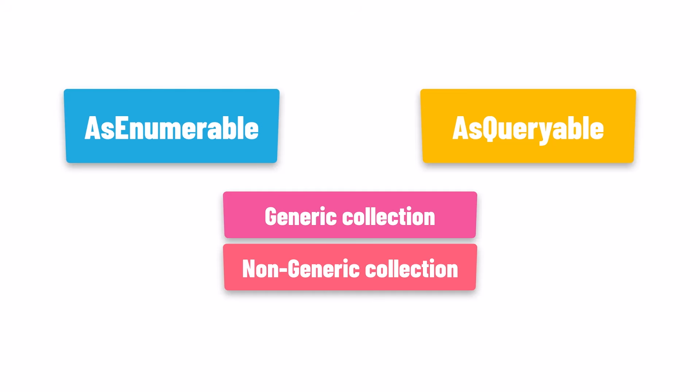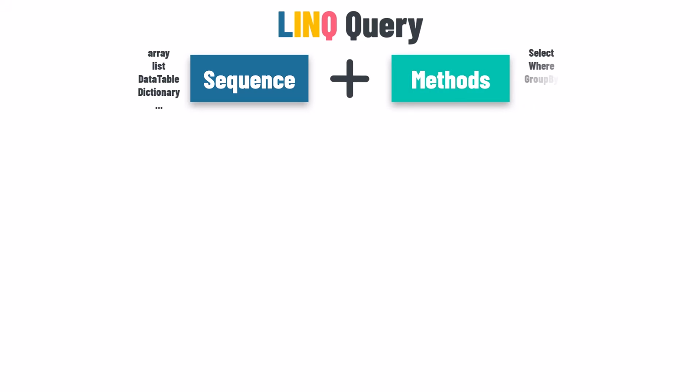So, let's get started. I will start with the first method, AsEnumerable. To understand this method, we have to understand the structure of a LINQ query. A LINQ query consists in general of two main parts. The sequence or the collection that contains the elements, such as an array, list, data table, dictionary, etc. And the extension methods that operate on the sequence, such as select, where, group by, order by, etc.